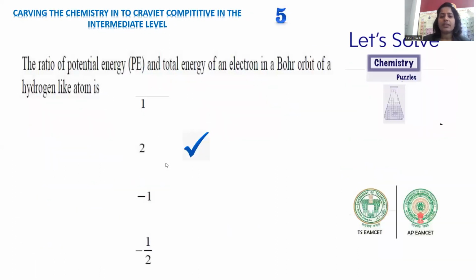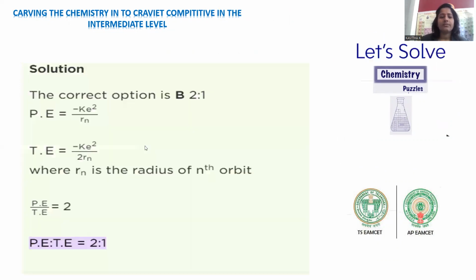Let's move on to question number 5. The ratio of potential energy and total energy of an electron in a Bohr orbit of a hydrogen-like atom, right? Here, the ratio of potential energy and total energy we have to find. The ratio will be 2. Let's see how it is possible. The correct option is B, that is 2:1 is the correct answer.